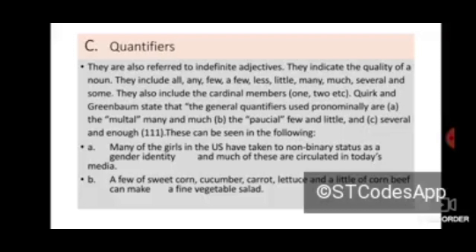Example we can see here, making use of the multiple: many of the girls in the US have taken to non-binary status as gender identity, and much of these are circulated in today's media. So you can actually fashion examples with the other stipulated distinctions.